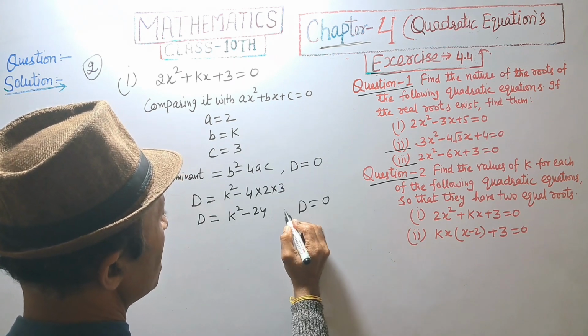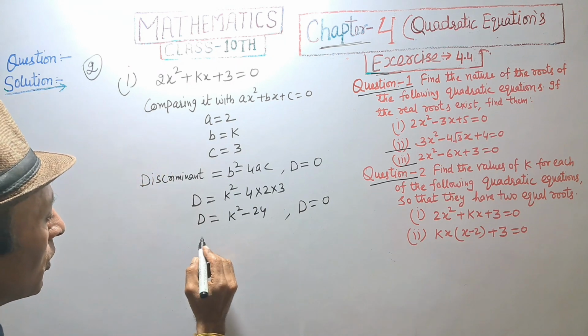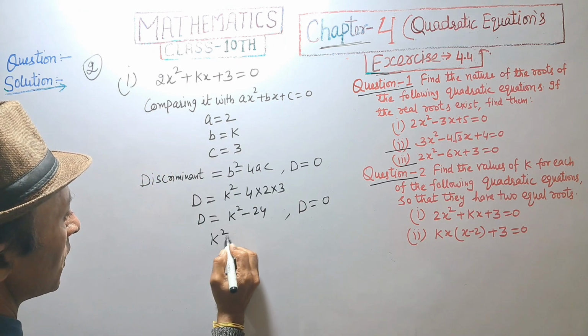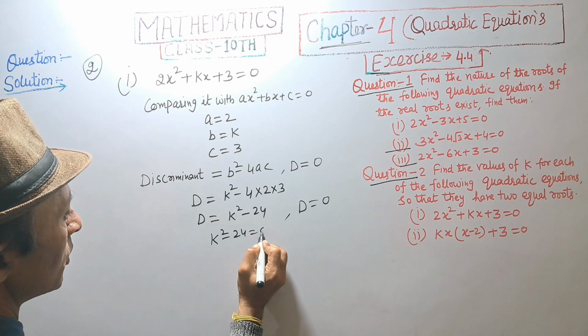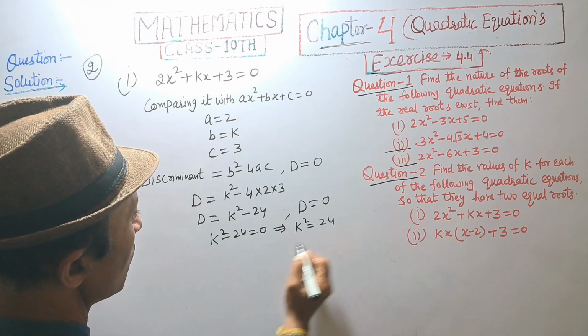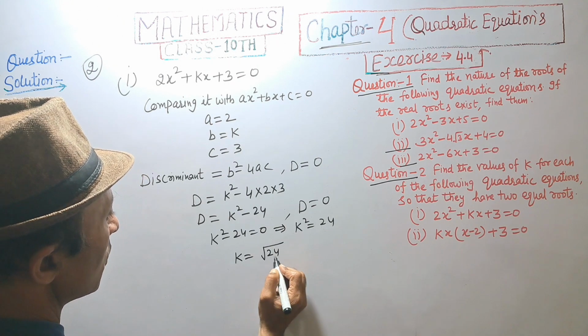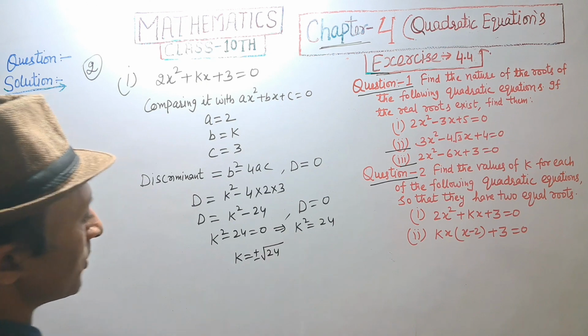Put D is equal to 0. Then k square minus 24 is equal to 0. This implies k square is equal to 24, and k is equal to plus minus under root of 24.